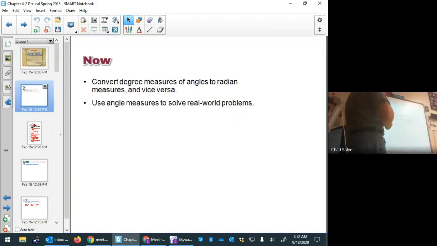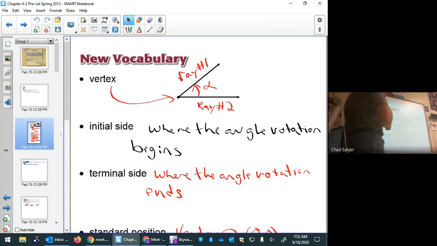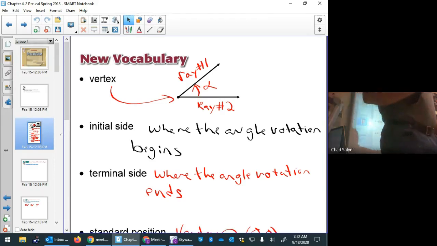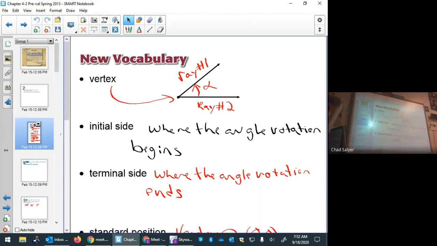Okay, so the task for today is to convert degree measures of angles to radians and vice versa, and use angle measures to solve real-world problems. So some vocabulary: vertex, initial side, and terminal side. These are the three parts of an angle, and I discussed these briefly yesterday. But if it's something you're not familiar with, you should definitely make note of it.